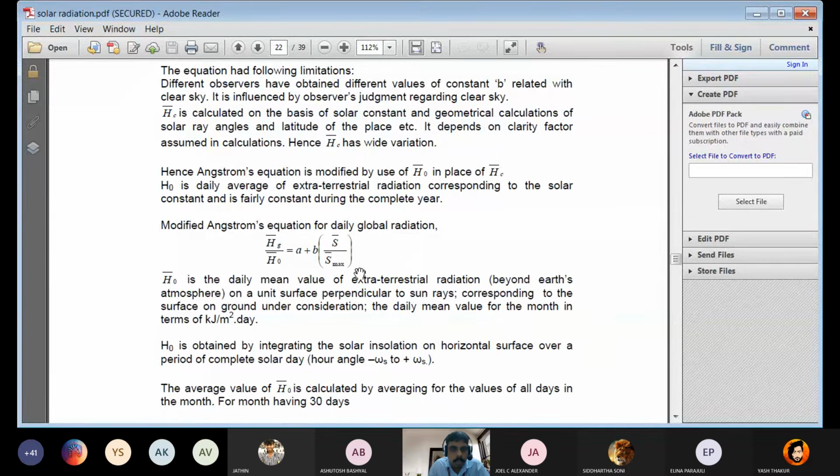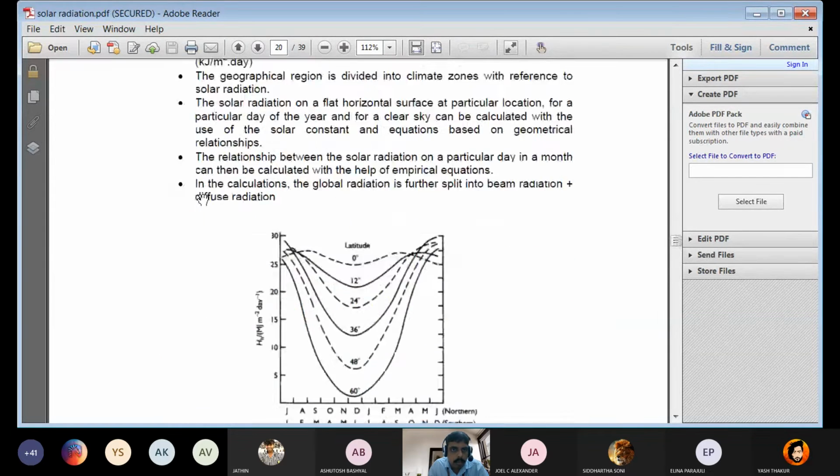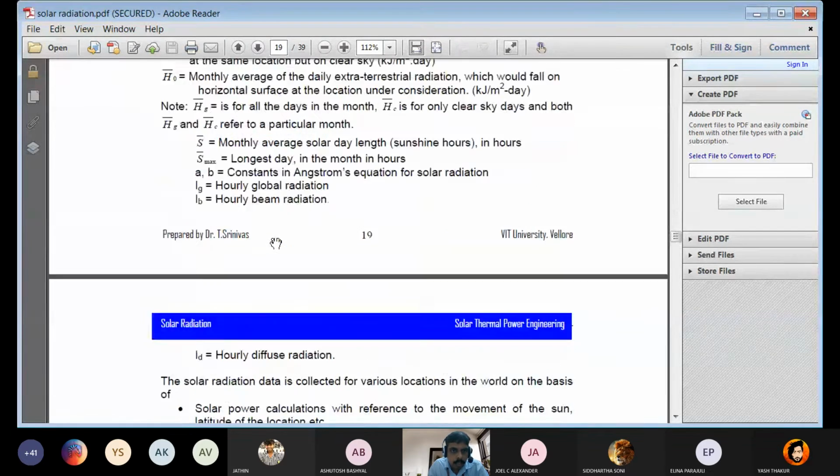What is S dash and S max? Sunshine hours, maxima. The definition is given here. S dash is the monthly average solar day length, sunshine hours. S dash max is the longest day in the month. This monthly average solar day length we can measure for our locality. For S dash max you can have another equation.